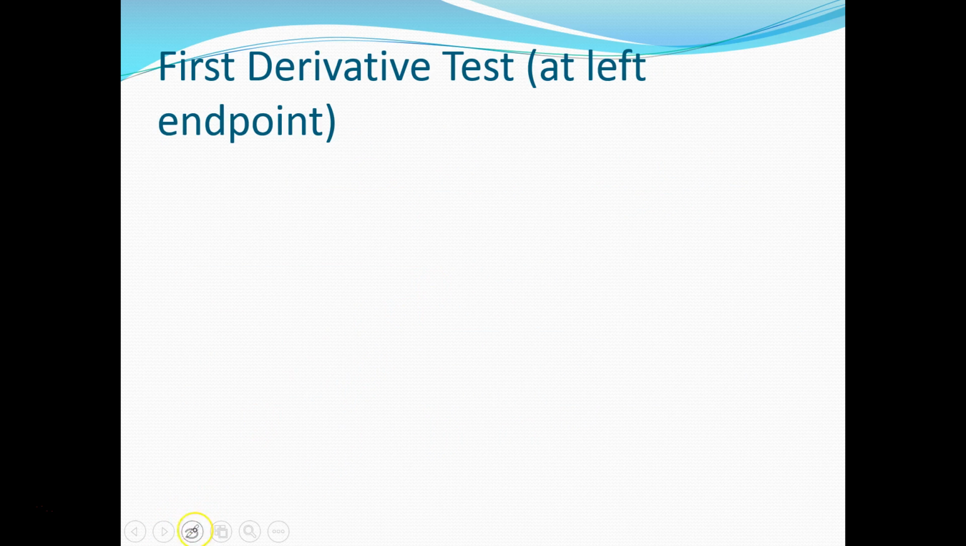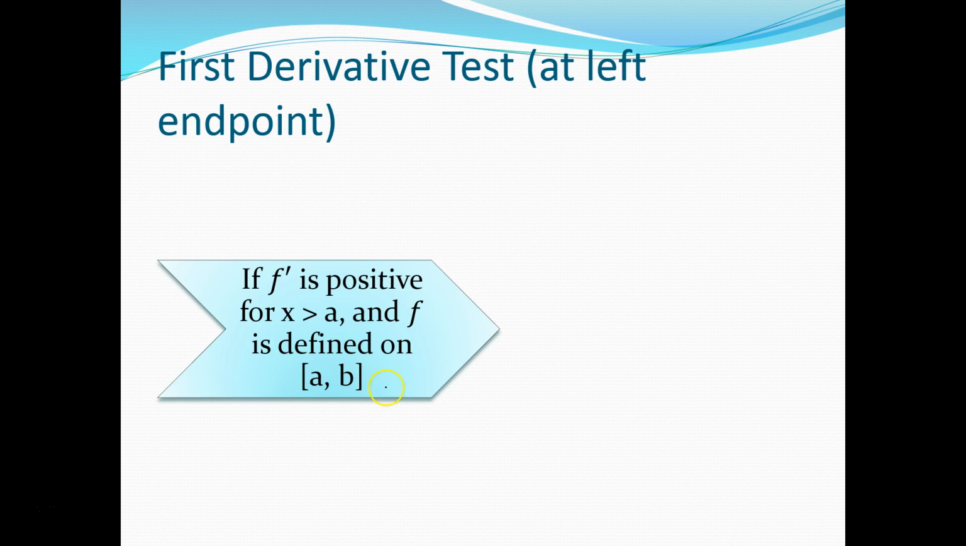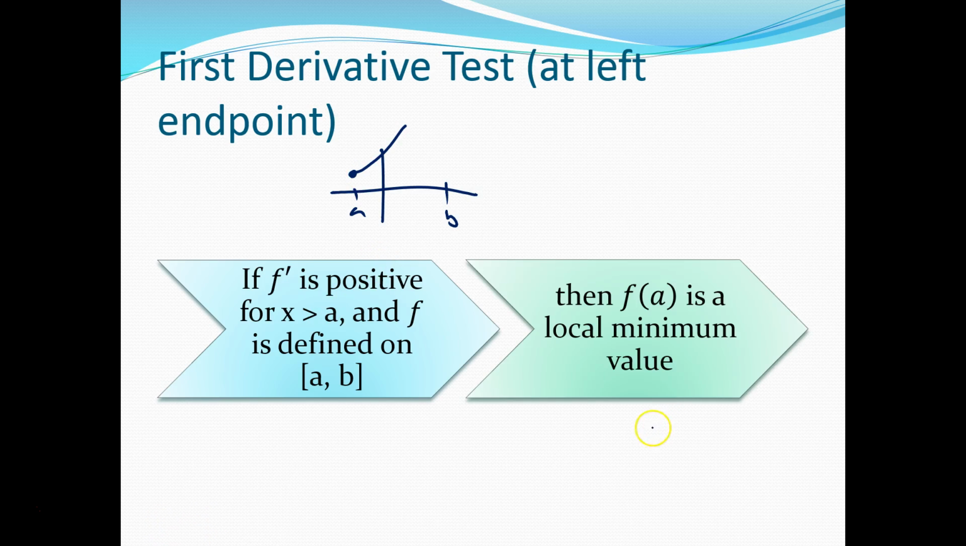Now, endpoints are a little bit trickier, but not really that bad. Let's see what's going on here. They're saying f prime is positive for x greater than a, and f is defined on [a, b]. So we have some function. We have an endpoint a, we have an endpoint b. And they're saying that when x is just to the right of a, we have a positive derivative. Well, if it's a positive derivative, that means the slope is upwards. That means this must be a minimum. And that's all it says. So if we have an endpoint, and just after that endpoint we have a positive derivative, it must be a minimum. It's the only thing that could happen, because it's increasing.